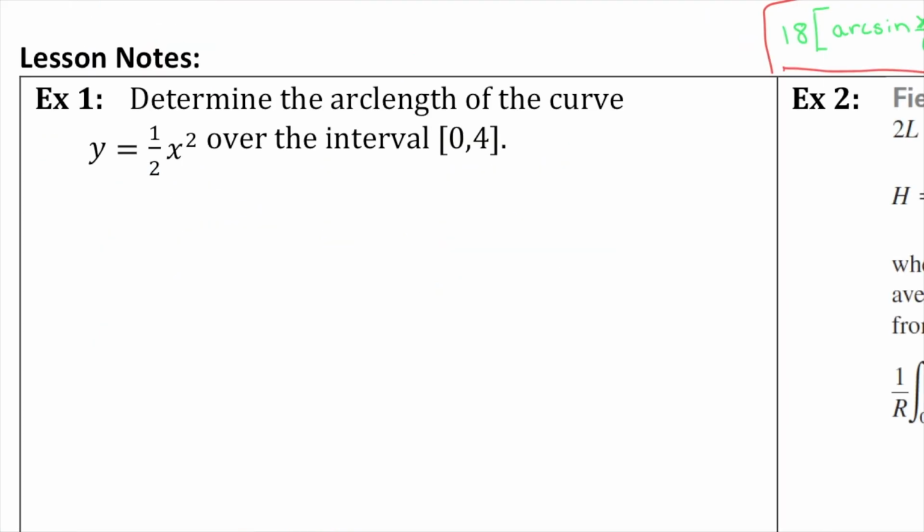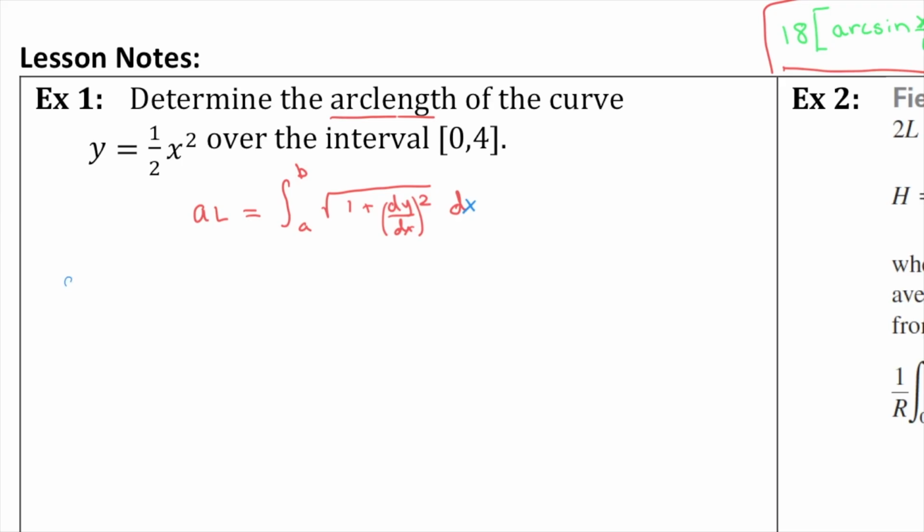For our next example, we're looking for the arc length of our curve. So please recall what the formula for your arc length is. Your arc length formula will be the integral from a to b, assuming that we're going to use x values, of the square root 1 plus your dy dx quantity squared multiplied by dx.